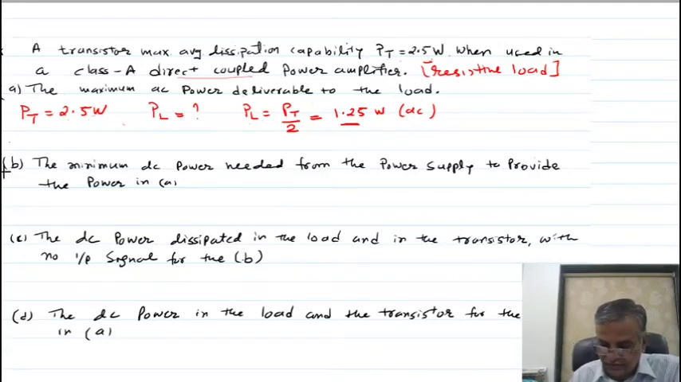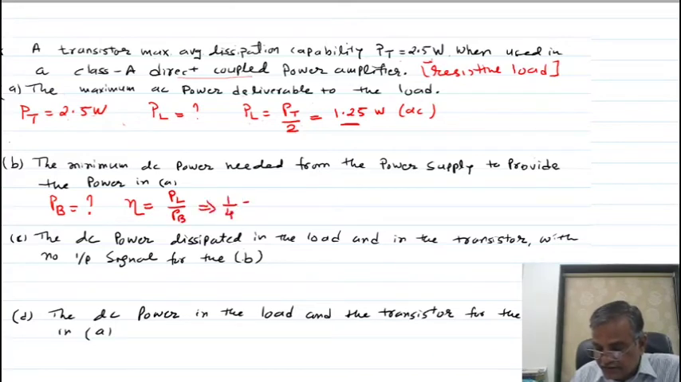Second question. B. The minimum DC power needed from the power supply to provide the power in A, which means they are asking for PB, how much DC power is required. We know that efficiency is equal to PL by PB. And what is the efficiency here? Efficiency for a direct coupled amplifier is 25%, 25% is 1 by 4, so it is 1.25 over PB. From this I can write that PB is nothing but 5 watt.